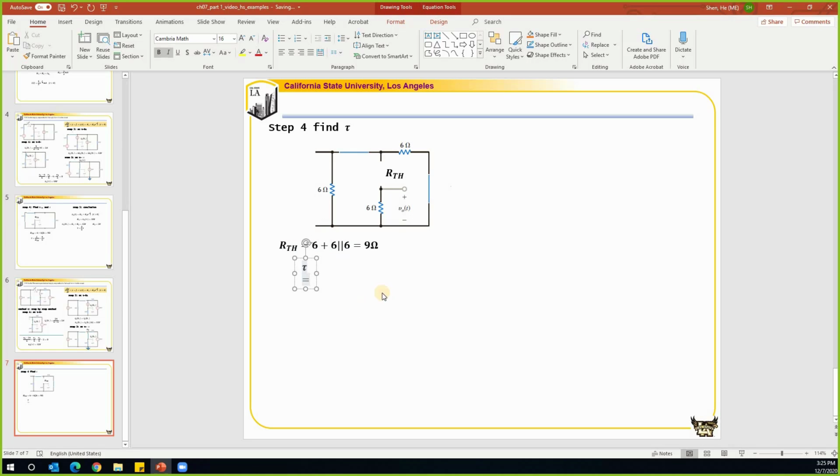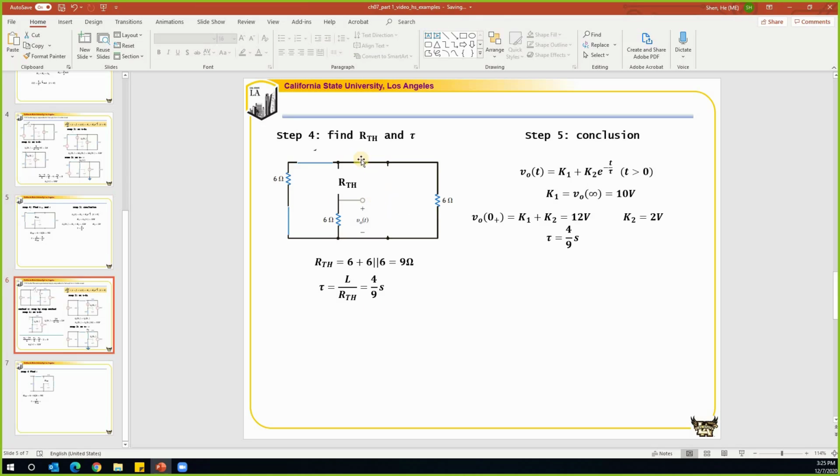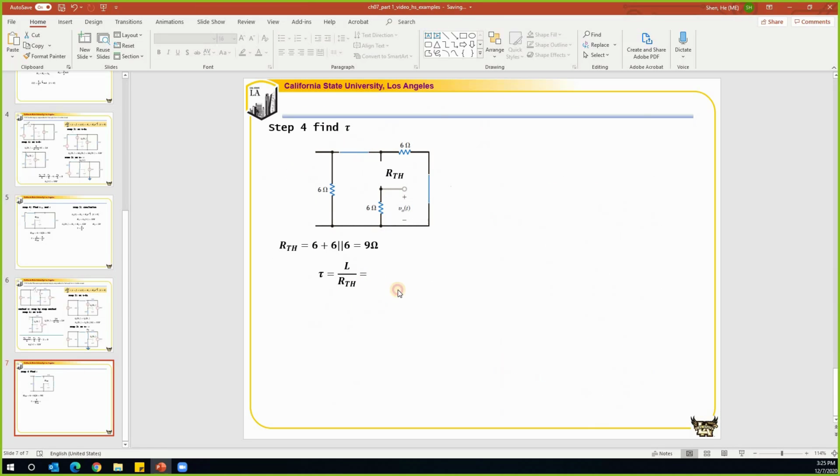Tau is equal to L over RTH. L is equal to 4, so that is 4 over 9. They are standard units, so the unit for that is seconds.